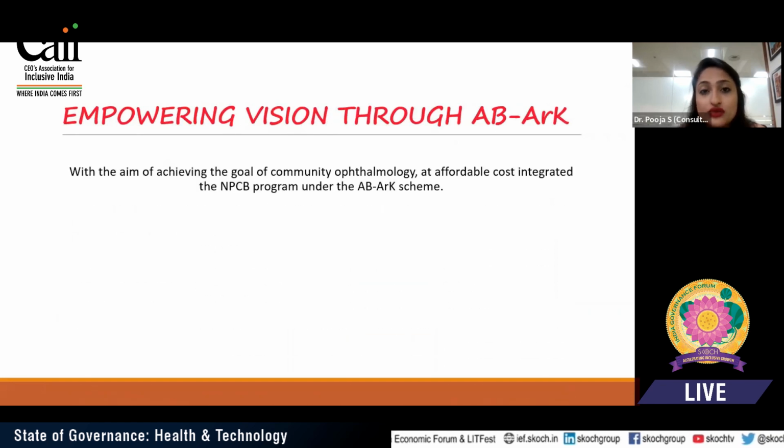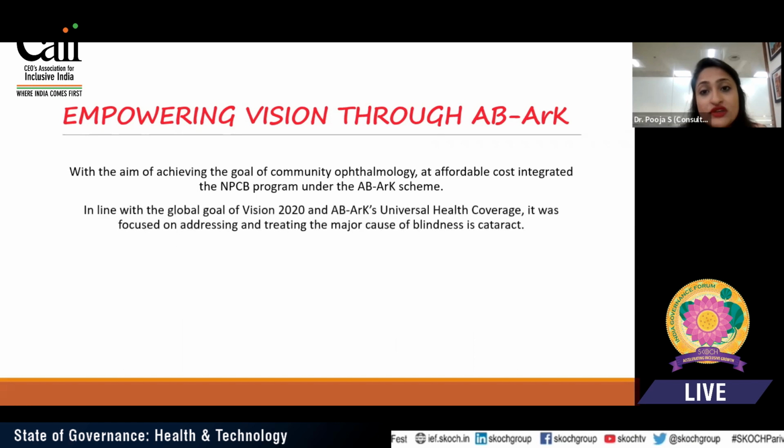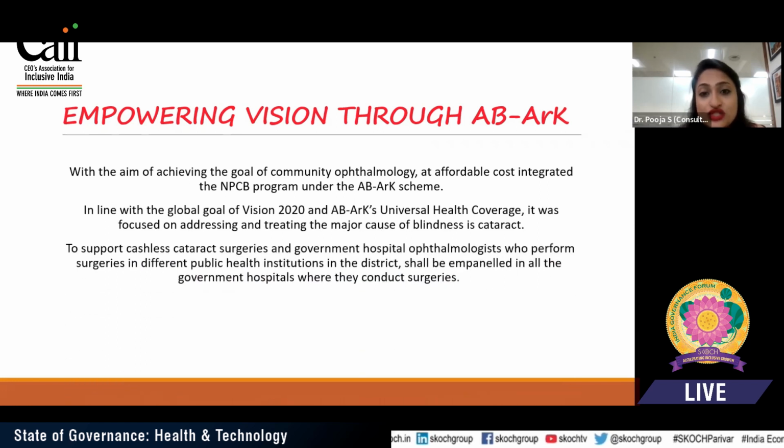Now, through the integration, we integrated NPCB with ABARK, hence known as Empowering Vision. Both ABARK as well as NPCB have the main goal of attaining a community ophthalmologist. So we've integrated the major causes of blindness into the services at an affordable rate. In line with Vision 2020 and the Universal Health Coverage Scheme, the main thing that we focused on was preventing cataract blindness through cataract surgeries.